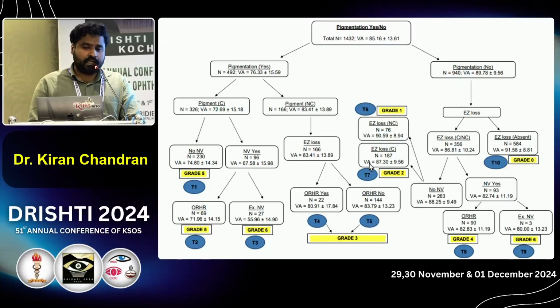So this is a CART algorithm which shows that pigmentation is taken as a common attribute, and we split the pigmentation into eyes with central pigmentation and non-central pigmentation, and eyes with no pigmentation. So eyes with pigmentation had reduced visual acuity, and the grading of MacTel was in the higher grades. And as you can see on the right hand side, the eyes with no pigmentation had better preserved visual acuity with grading between 2 predominantly.